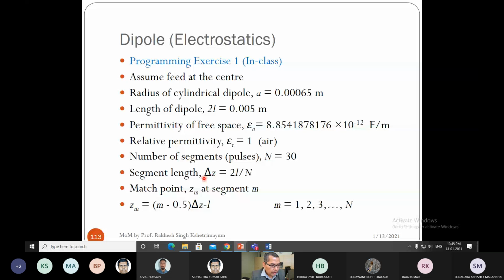Then what should be the delta Z? Delta Z would be the total length divided by the total number of segments. Total length is 2L, 0.005 meter, divided by the total number of segments.